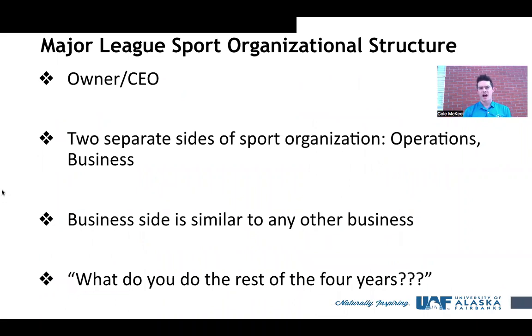So again, I want to highlight that this is a major league sport organizational structure. In a major league sport organization, you typically have the owner or the CEO, also known as a chief executive officer, who essentially oversees the entire organization. And then you have two separate and very distinct sides, while they're all funneling under the owner and the CEO, very, very different sides of the sport organization. So you have the operations side and you have the business side.